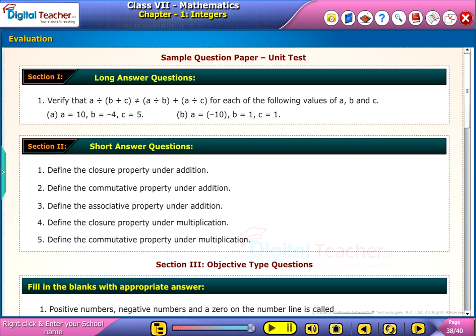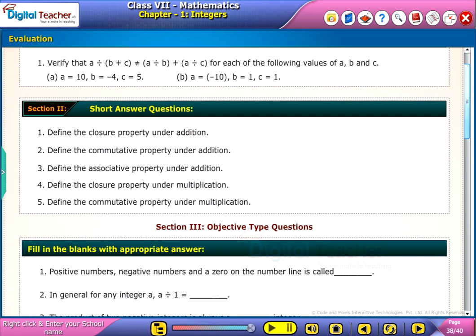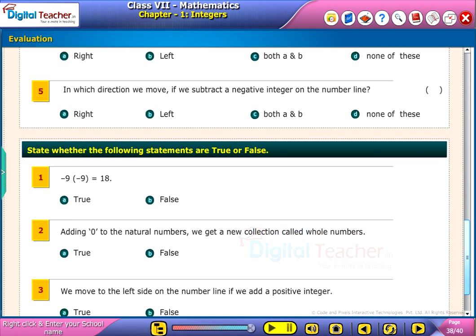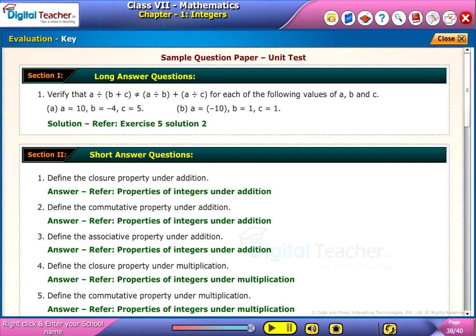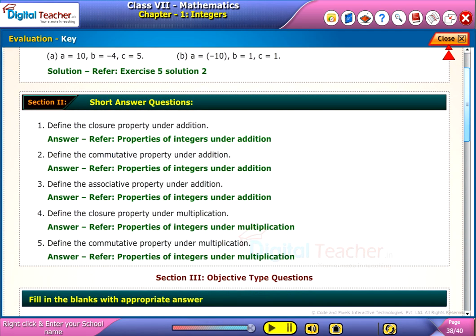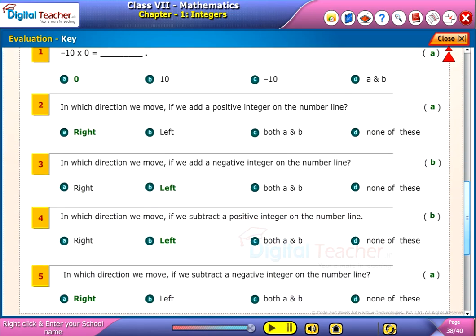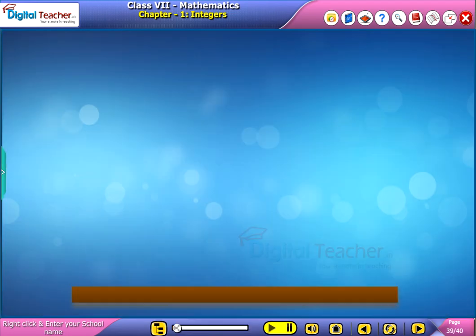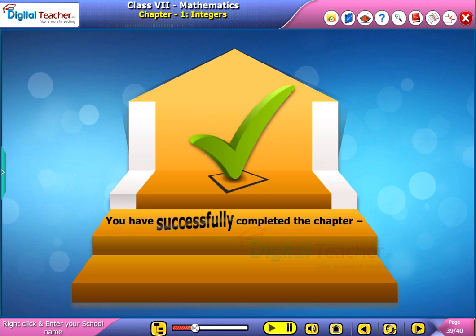Test your understanding of the chapter by taking the mock unit test. You have successfully completed the chapter Integers.